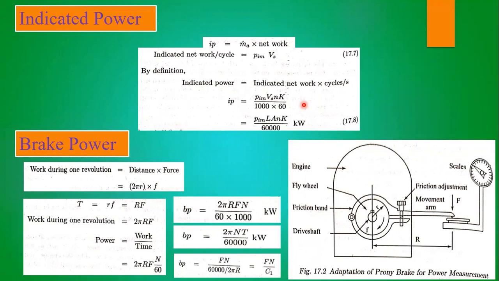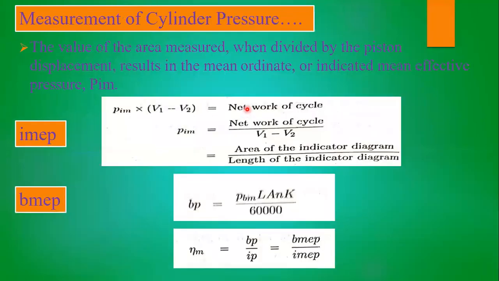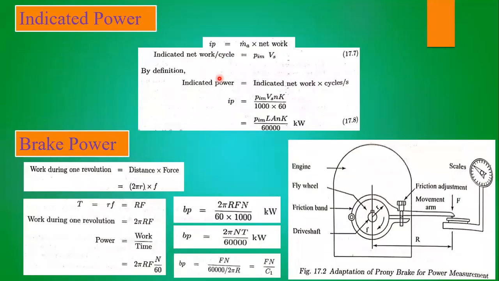Today we are going to discuss how to measure some other parameters like fuel consumption, volume, air consumption, like that. Previously, in the previous class, we discussed brake power, indicated power, and measurement of cylinder pressure. So by knowing cylinder pressure, is it helpful for us? Definitely it is going to help us. If we find out the cylinder pressure, we can find out indicated power as well as brake power.